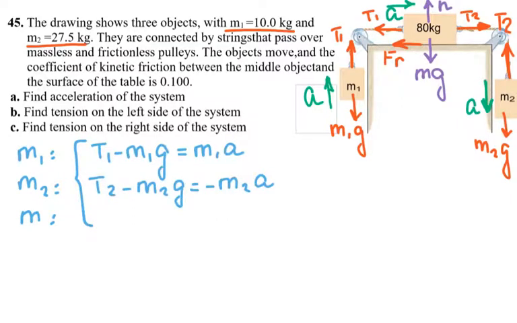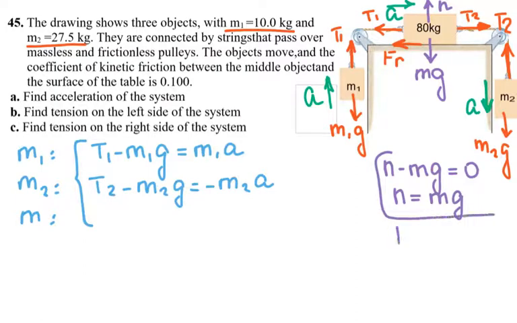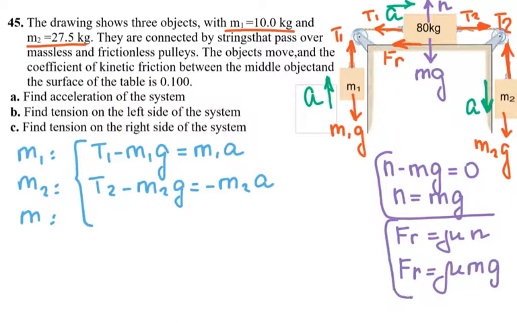T1 minus m1g equals m1a, with a as the positive direction. And for the second mass, T2 minus m2g equals negative m2a, and the acceleration is negative, so I place the negative there. Let's write the middle one together. In the middle, two forces, the normal force and mg, cancel each other. So vertically on the 80 kilogram mass, the net y force is n minus mg, but there is no acceleration, so the net force is equal to 0, and the normal force is equal to mg. Also, I know that the friction force is equal to mu times n. So in this case, the friction force is equal to mu times mg, because n is equal to mg.